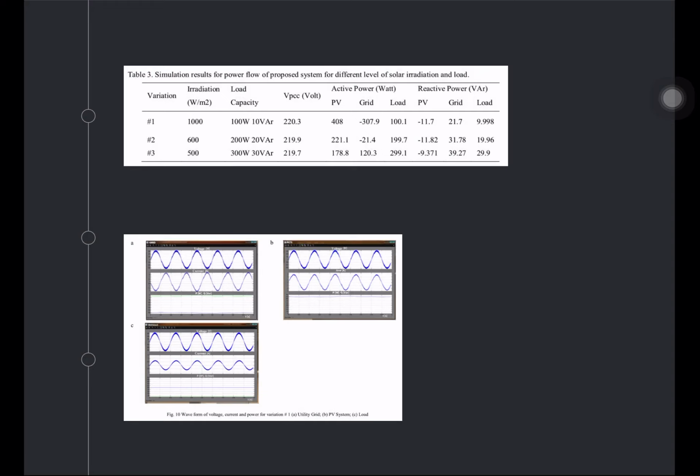And in Figure 10 below, we can see the waveform of the voltage, current and power. In Figure A, we can see it's the utility grid. In Figure B, it's the PV system, and C is the load. And it's worth noting that the current at the load has a smaller amplitude compared to the others. And this makes sense because our current has been deducted or has been reduced by our reactive power, which is XL, and it is strongest at our utility grid.